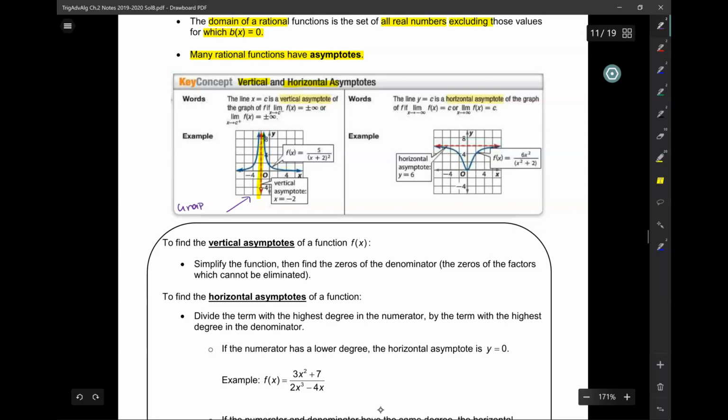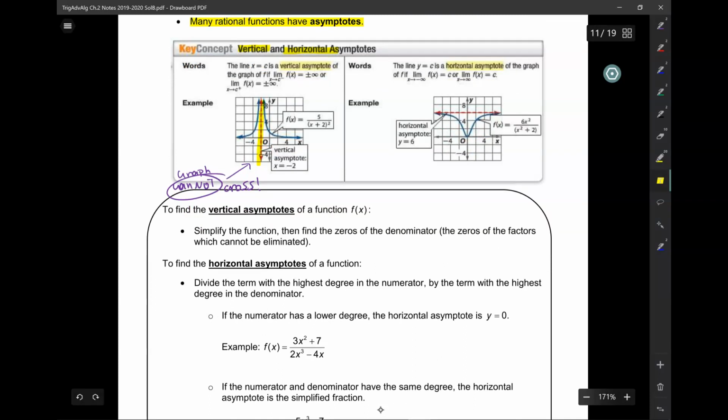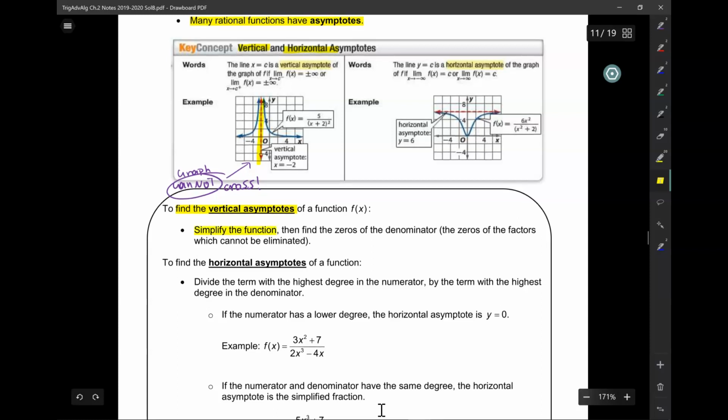The graph cannot cross that line. How do we find vertical asymptotes? It's actually rather straightforward. To find vertical asymptotes, first you simplify the function. That's super important. I don't know how many stars to put next to that one. Then find the zeros of the denominator.